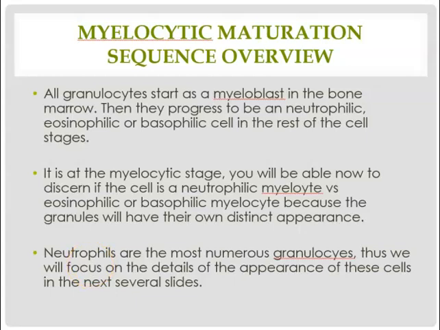And then lastly, the last bullet on this slide is the neutrophils are the most numerous in number for our granulocytes. So we're going to use our neutrophils as our examples for each stage of maturation in the next slides coming up. So each slide coming up is going to cover each stage of maturation for the granulocytes, but we're going to be using images of the neutrophils because they're the most numerous in our blood.